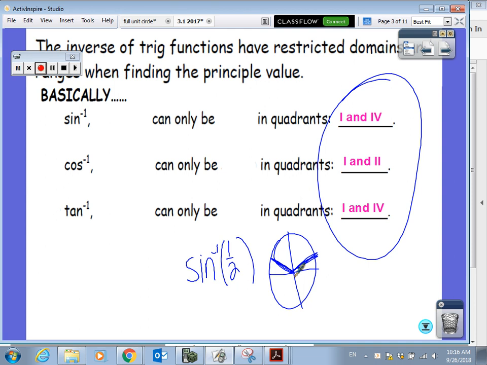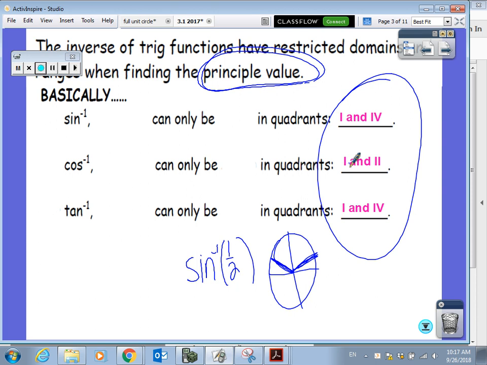So when you are finding the inverse sine of something, you look for the angle that's either in quadrant 1 or 4, because it's going to ask you for the principal value. That word right there is important. Later on when we get into unit 6, we're just going to ask you for all the values. We're not going to specify principal value. But right now it's principal value. Cosine can only be in 1 and 2. Inverse tangent, 1 and 4. So those are restrictions that you have to memorize and know.